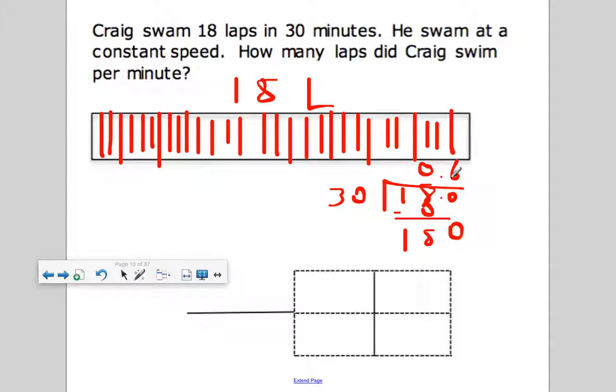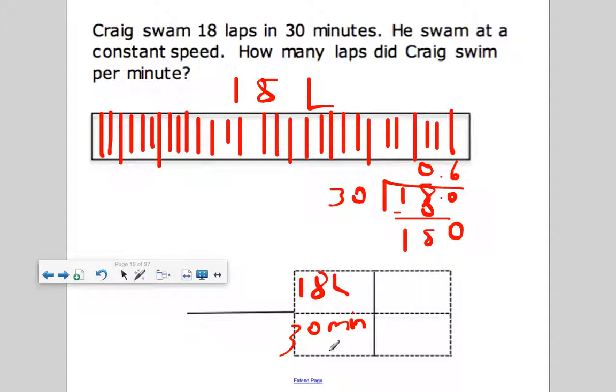6 times. So he can do 0 and 6/10 or 3/5 laps per minute, for each minute, for 1 minute. So if you do not like the bar model, I like the bar model. But some people will look at this, some of your parents may say this, I'm not doing it that way. That's like voodoo math. No, it's not. It's showing the pictorial. To each our own.